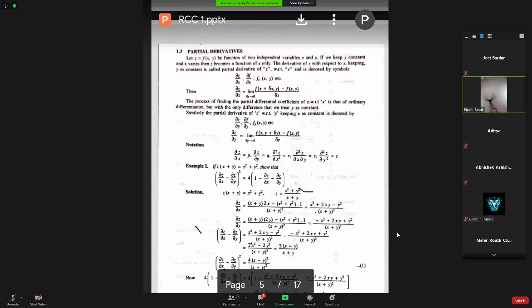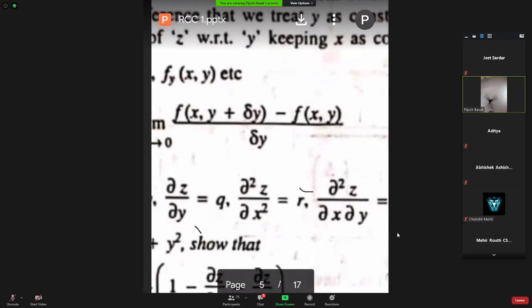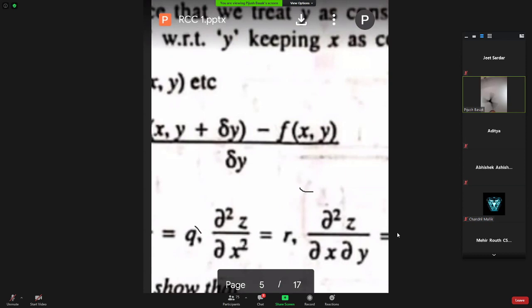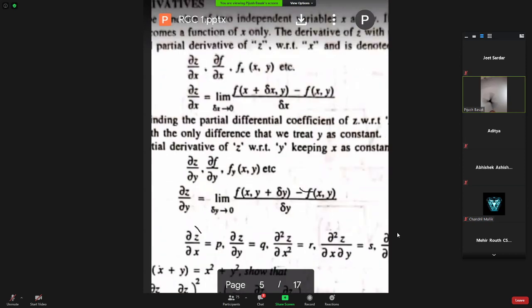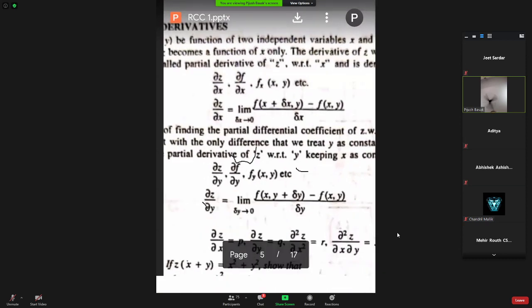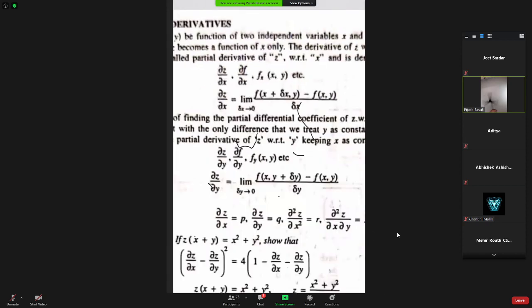Now, this is the starting of partial derivative. Suppose I want to find del z del x, z is equal to f(x,y). So del z del x and del f del x are the same thing. Sometimes it is written as f suffix x.